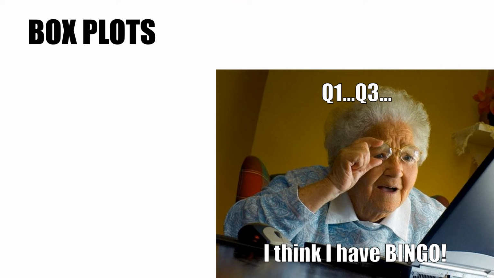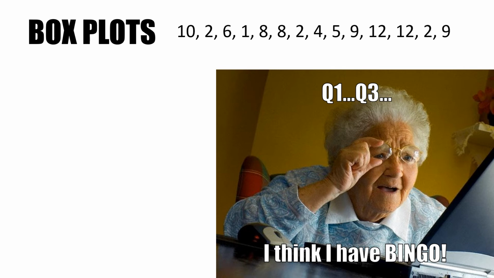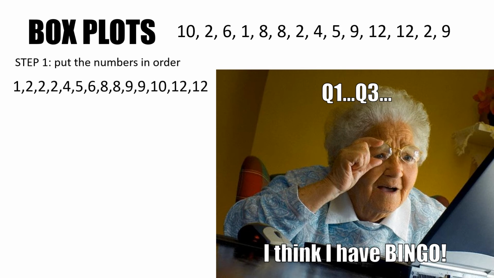Q1, Q3, this poor woman thinks that she's playing bingo, but really what we're doing is creating a box plot. So let's review what that's all about. I'm giving you this set of data, and to find a box plot, essentially what you're doing is just taking the median 3 times. So whenever you find the median, the most important thing is that you put the numbers in order first. So I've already done that for you. Bam, there you go. That's our list in order.